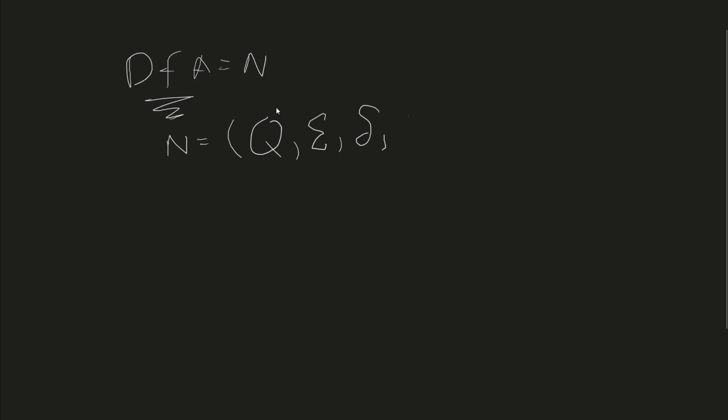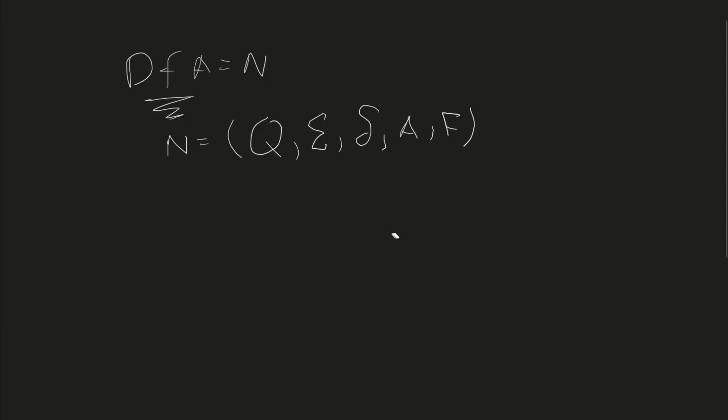Next is the start state. I'll use A to represent that. This is not a set. This contains one element, well, points to one state. The next and final one is the accepting state. So this is a set of states.